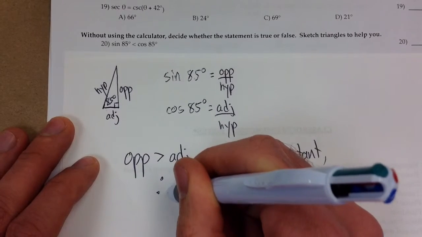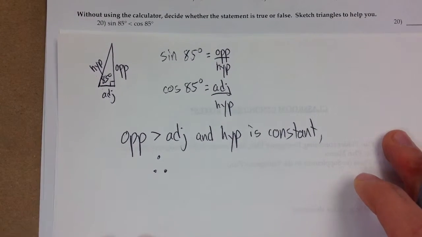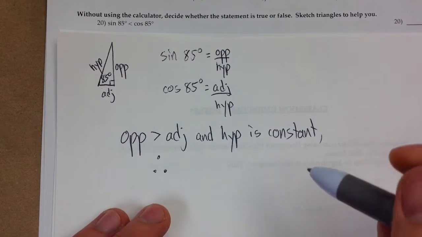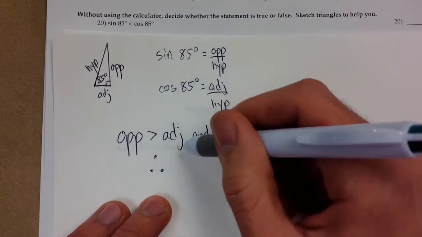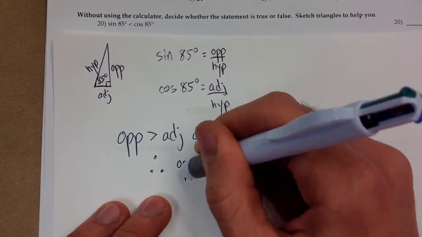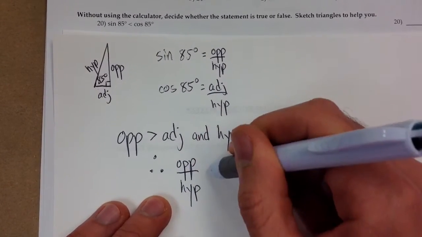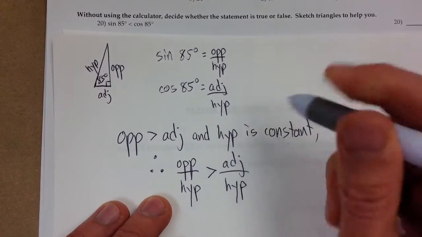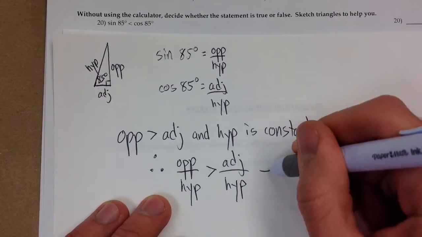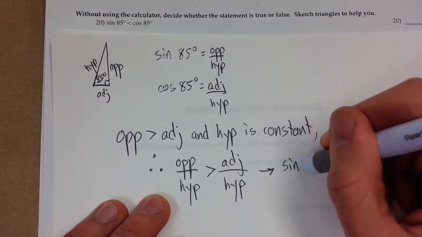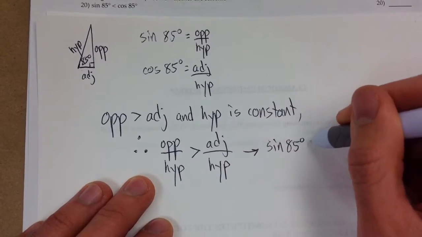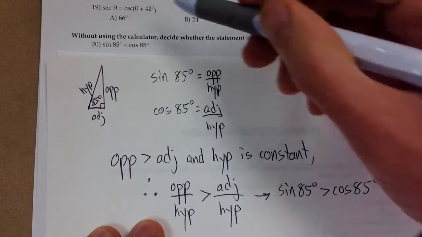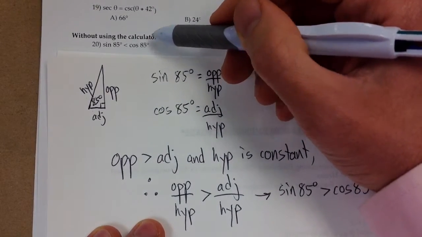Three dots means therefore. It's also what the predator shines on you before he's about to shoot you. Therefore, opposite over hypotenuse is greater than adjacent over hypotenuse, which means that sine will be greater than cosine. And if you look at the statement, then it would be false.